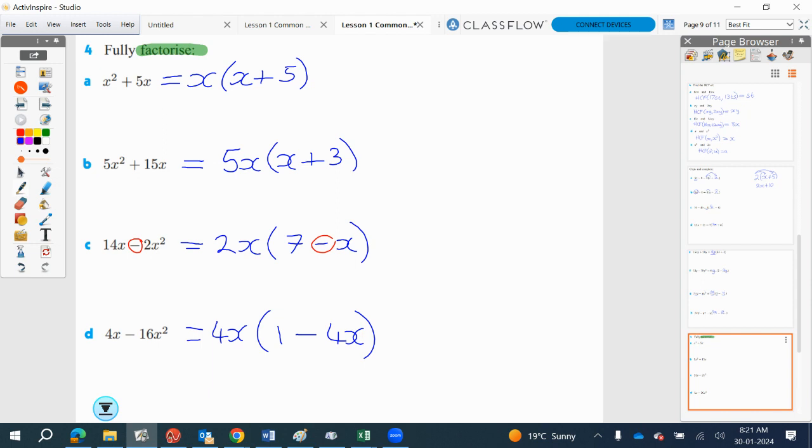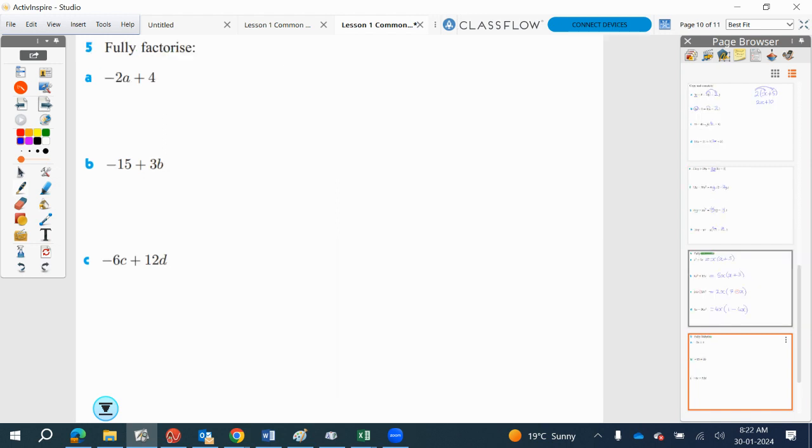Take a minute to copy down the correct answers if you haven't. Have a go at these ones for yourself.